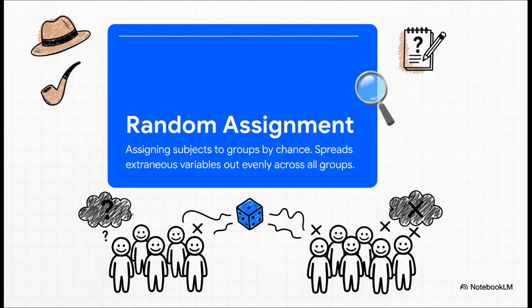And now for the hero of our story, random assignment. This is, without a doubt, the single most powerful tool a researcher has. Here's how it works. You assign people to the experimental group or the control group completely by chance, like flipping a coin. Now, this doesn't magically get rid of extraneous variables like hunger or age, but it ensures they're spread out evenly across both groups. It stops them from ganging up on one side and biasing our results. It's a total game changer.